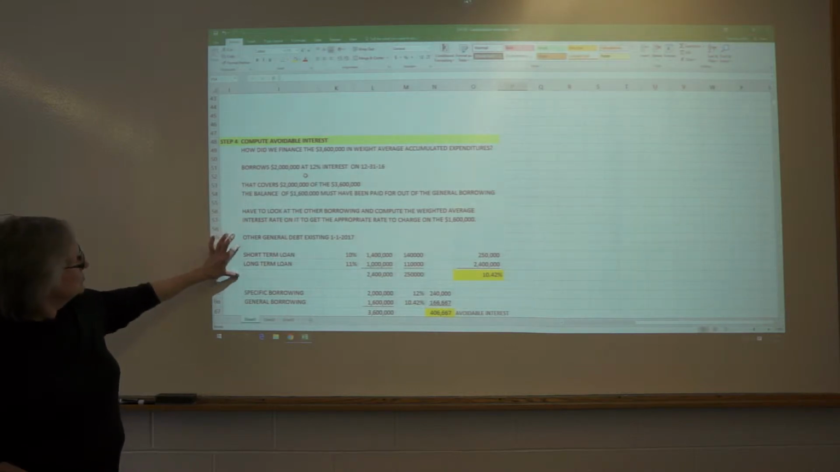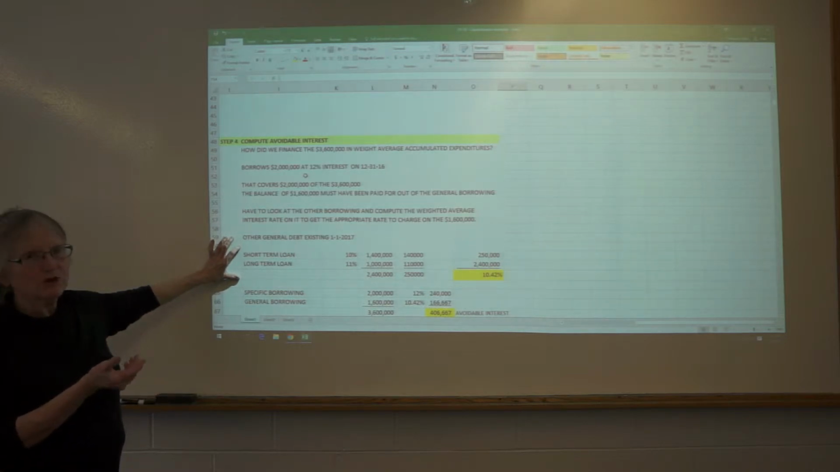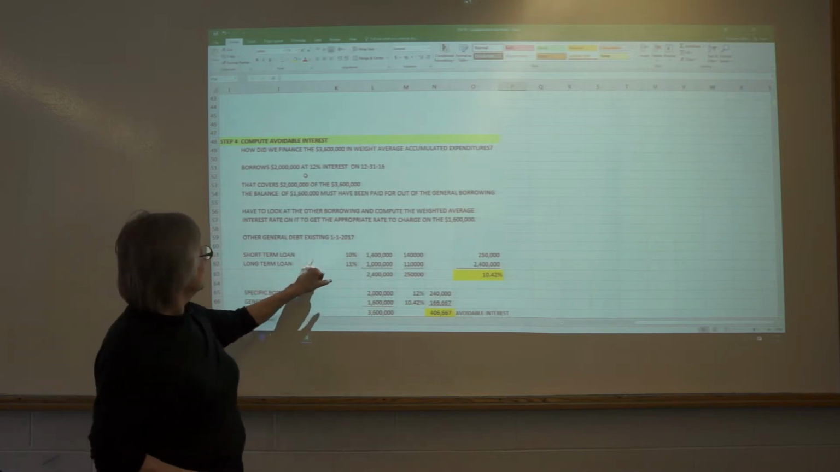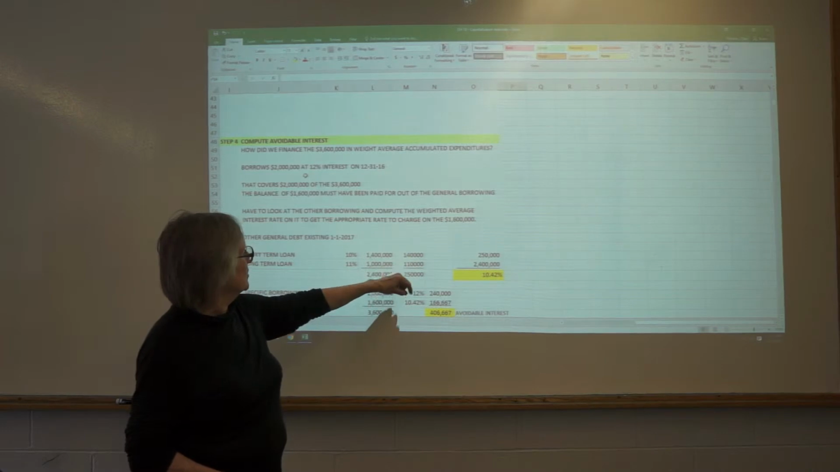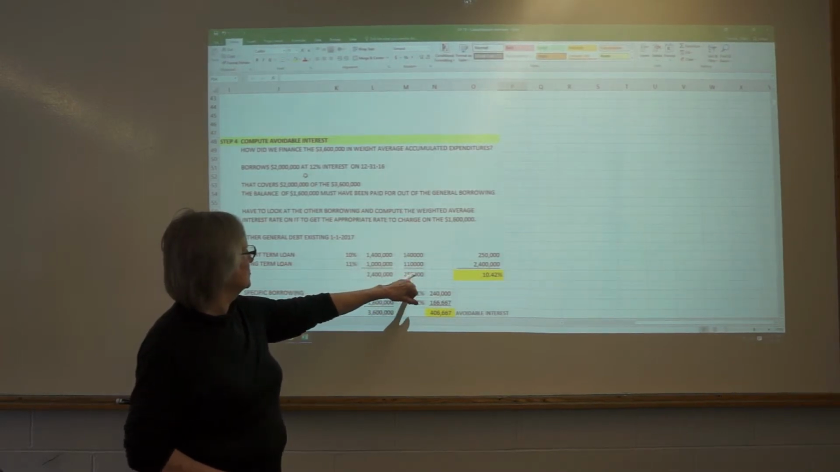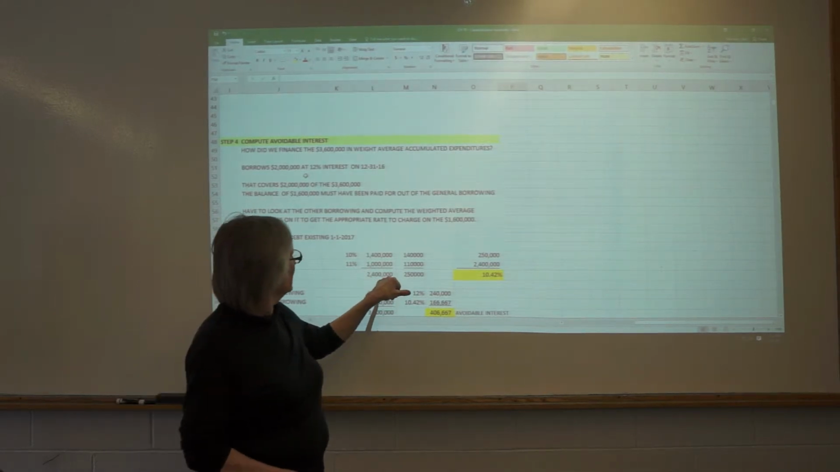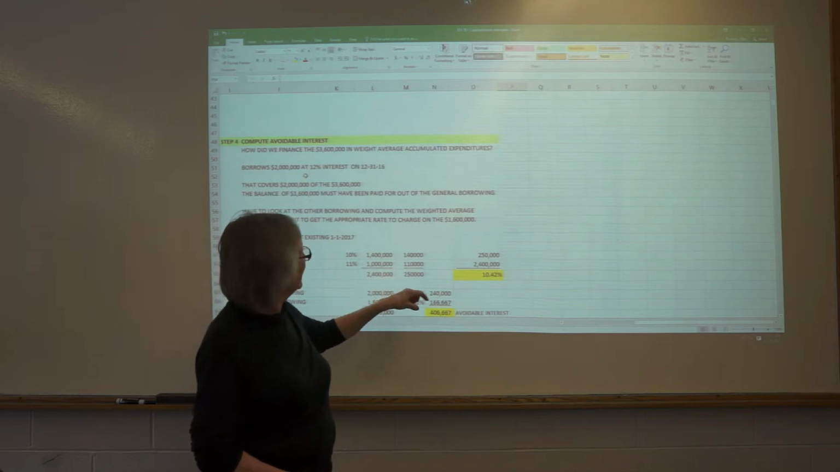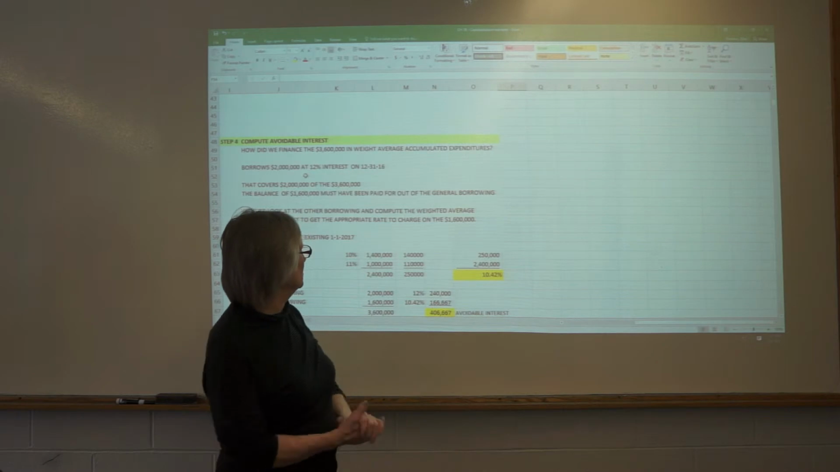So we have to determine what is our interest rate, our weighted average interest rate on that other borrowing. So we take the short-term loan times 10%, and the interest on that is 140. The long-term loan, the total interest is 110. So your total interest on the other borrowing is 250. Divide that by the 2.4 million, and you get an average, weighted average interest rate of 10.42%.